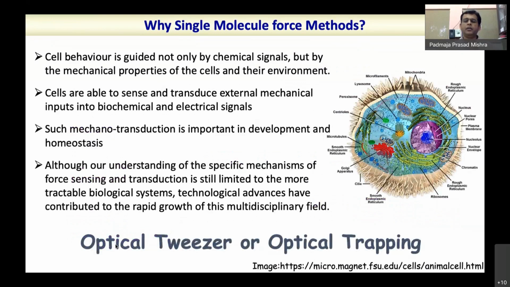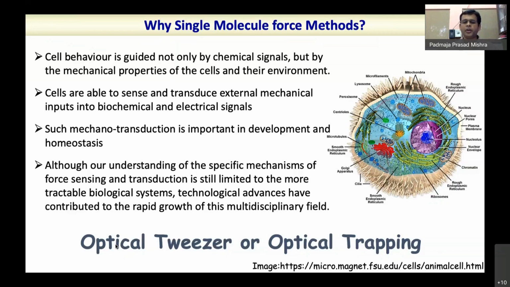Basically, when we talk about any cellular processes, we should not forget that the behavior of the cell is guided not only by the chemical signals, but also by the mechanical properties of the cell and their environment. Cells are able to sense and transduce external mechanical inputs into biochemical and electrical signals, and such mechanotransduction is very, very important in development and homeostasis. Many times this mechanotransduction helps in identifying and curing many diseases also.